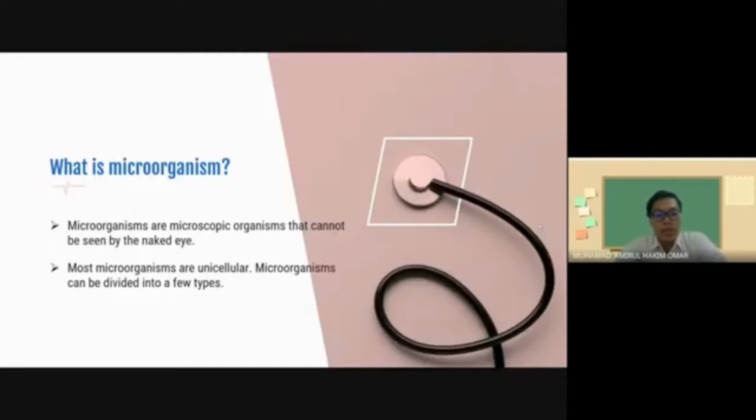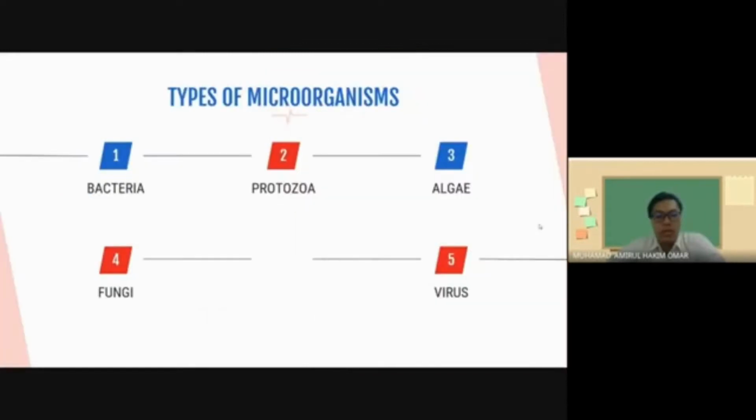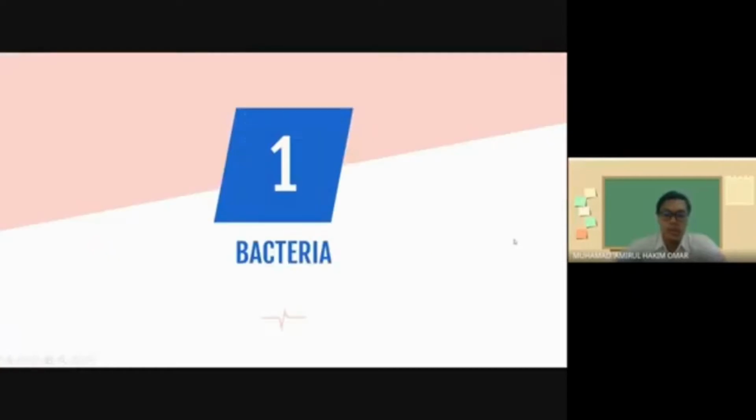So what are microorganisms? Microorganisms are microscopic organisms that cannot be seen by the naked eye. So in order for us to see them, we need a microscope. And next, microorganisms are unicellular. And microorganisms can be divided into a few types. So as I mentioned earlier, we have 5 types of microorganisms, which are bacteria, protozoa, algae, fungi, and virus.